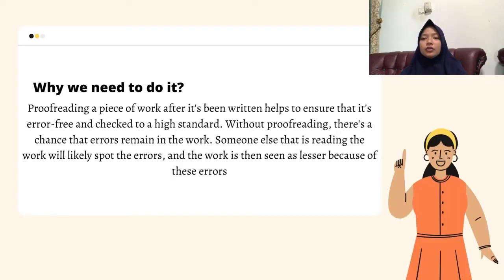Why do we need to do it? Proofreading a piece of work after it has been written helps to ensure that it is error-free and up to a high standard. Without proofreading, there is a chance that errors remain in the work. Someone else reading your work will likely spot the errors, and the work is then seen as lesser because of them.